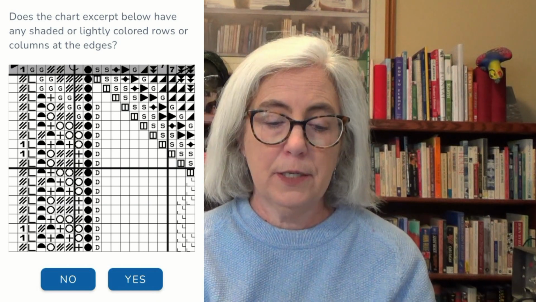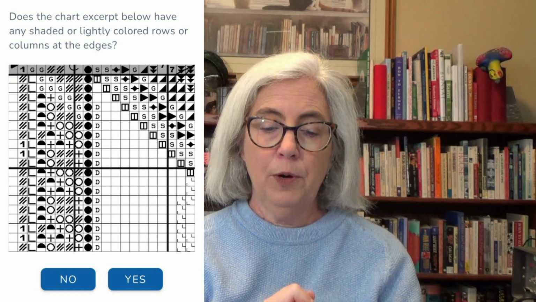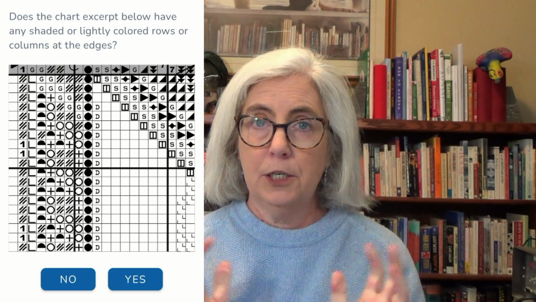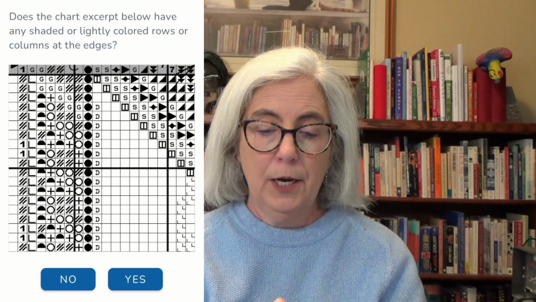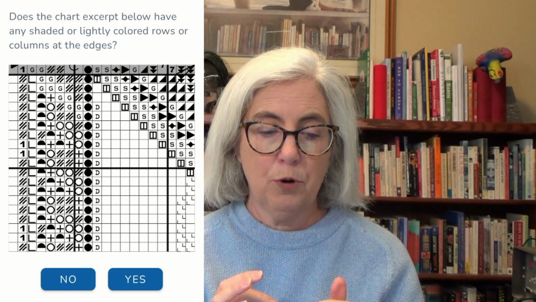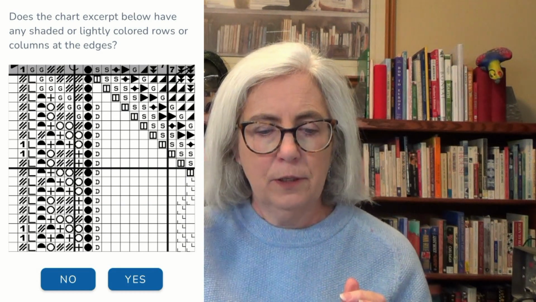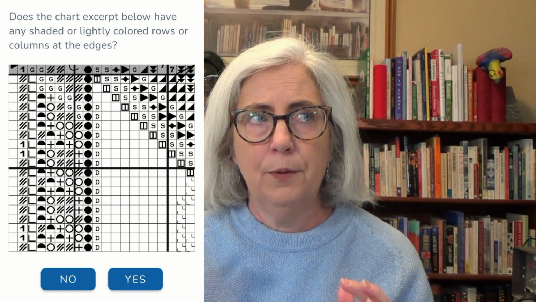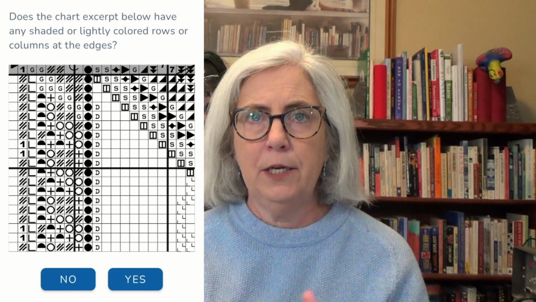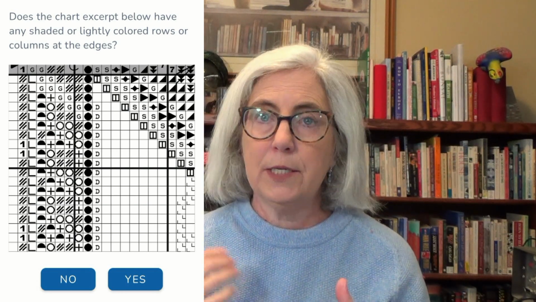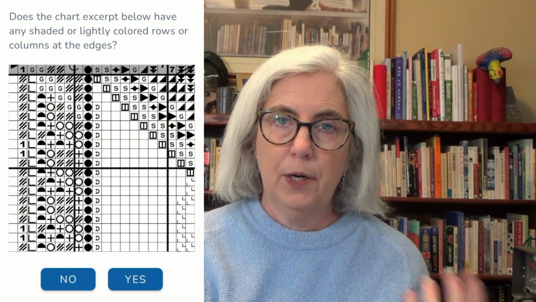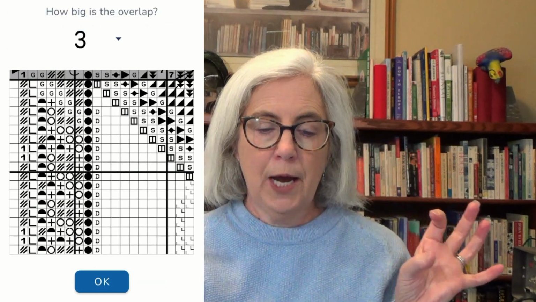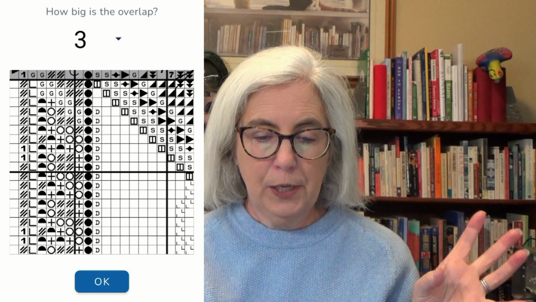And you may get a message that says, does the chart excerpt below have any shaded or lightly colored rows or columns at the edge? And it's going to show you a little image of the chart. So you want to select no or yes as appropriate. This example here has a little line across the top where there is an overlap, fairly uncommon in the chatelaines that I've loaded. So in this case I would say yes. Otherwise, if there's no overlap, you'd say no. If I say yes, I'm going to choose how many rows of overlap there is or how many columns of overlap.